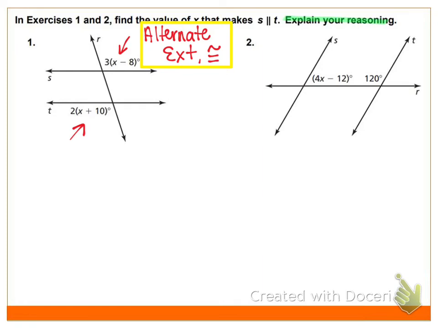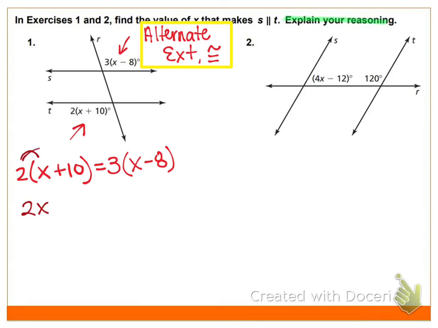So essentially we're kind of answering this backwards. We just explained our reasoning. Now we need to solve. So if they're congruent, what do I do with these two? Set them equal. So 2 times x plus 10 will equal 3 times x minus 8. Distribute. We got 2x plus 20 equals 3x minus 24.